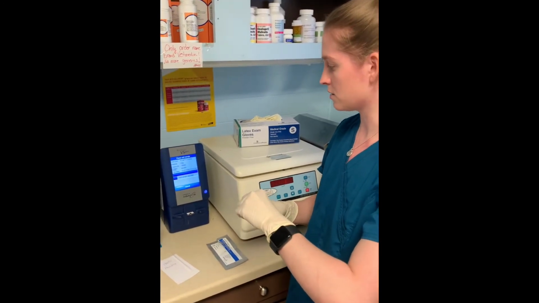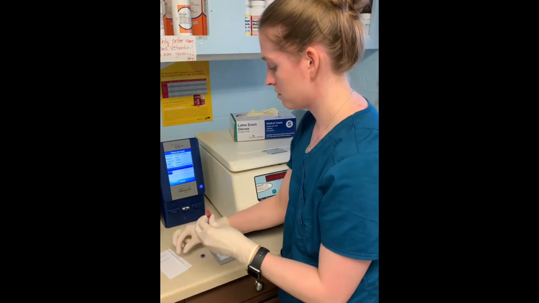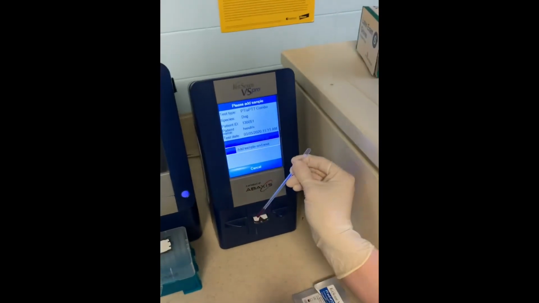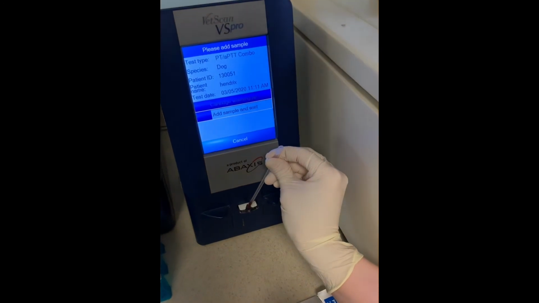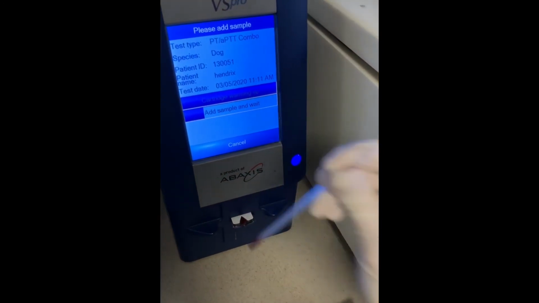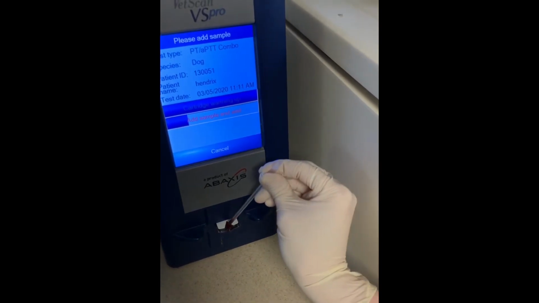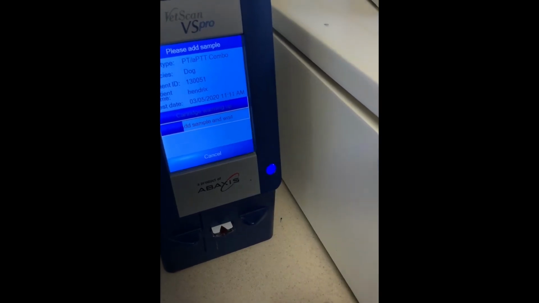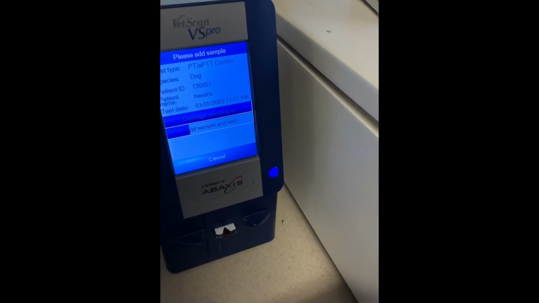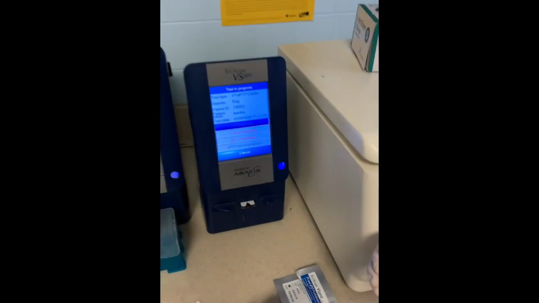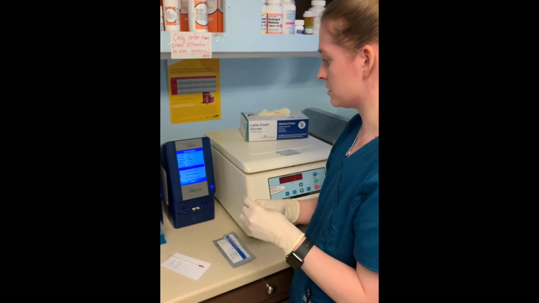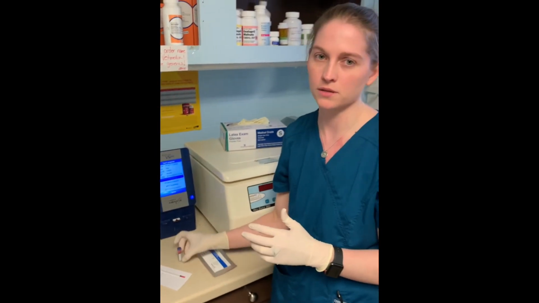Now it's ready to add the sample. Just take a little bit of our sample, and we're going to place it here into this well until it's full. Okay. Now it's starting to run both the PT test and the APTT test, and that will take several minutes to finish running.